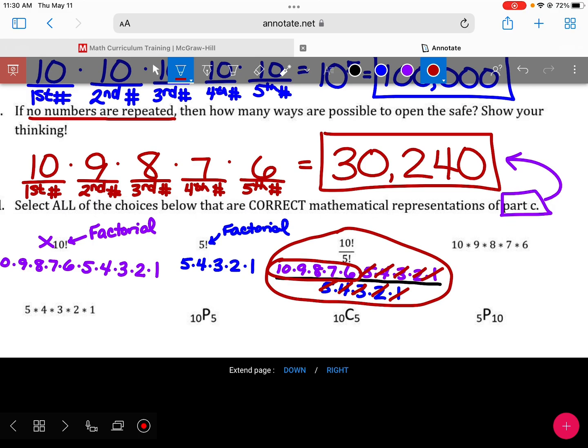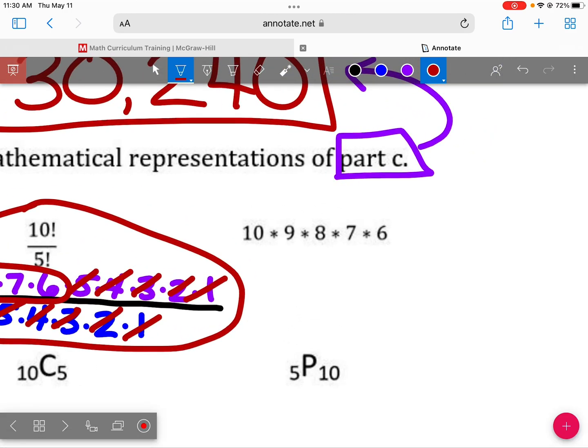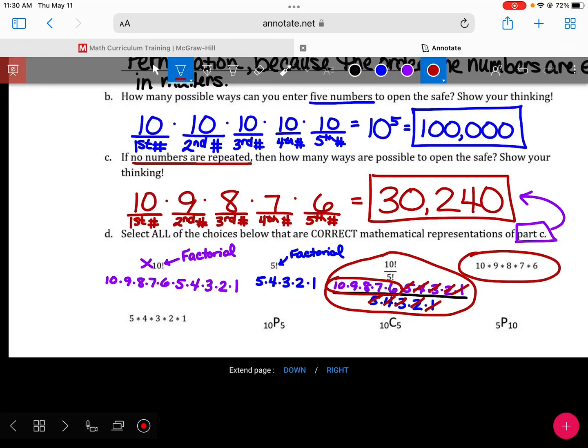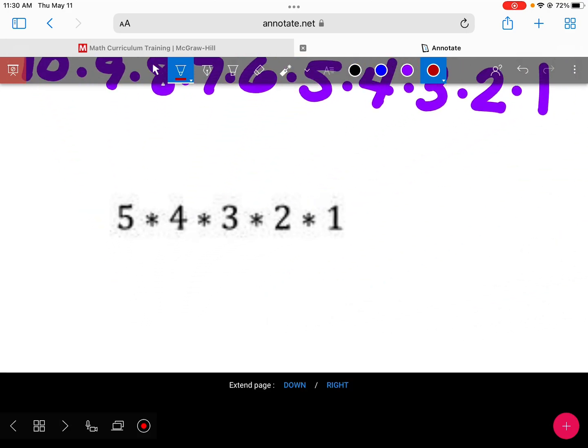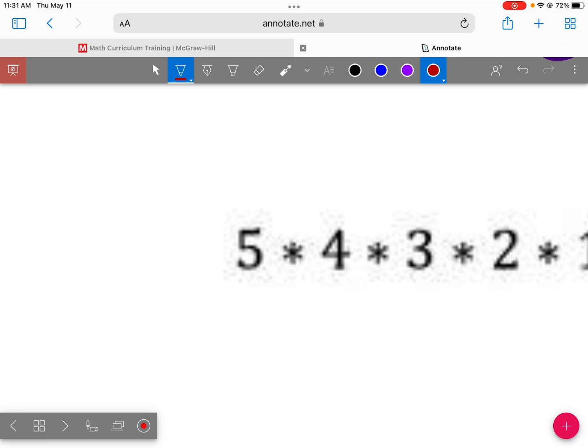What about the last one in the top row? Is that a correct mathematical representation of what I did up above? Yes. Let's hop down to the bottom row, far left. 5 times 4 times 3 times 2 times 1. Is that a correct representation? Nope. So not there.